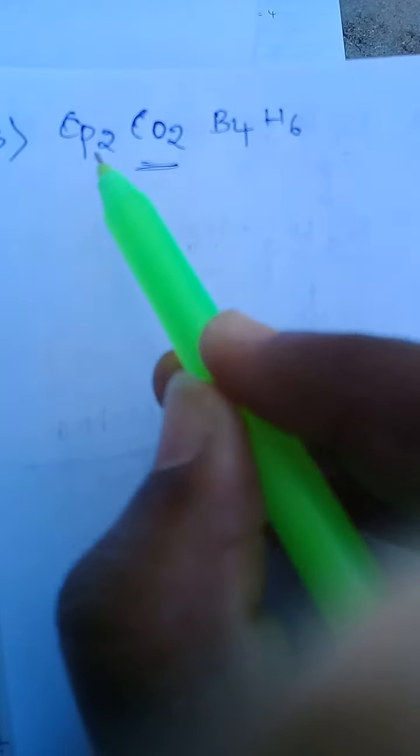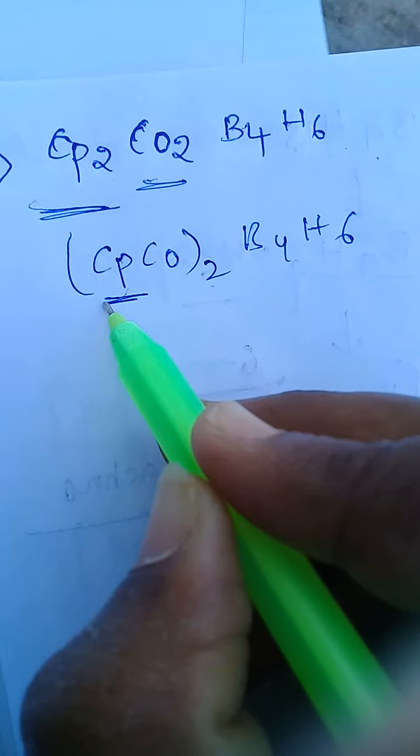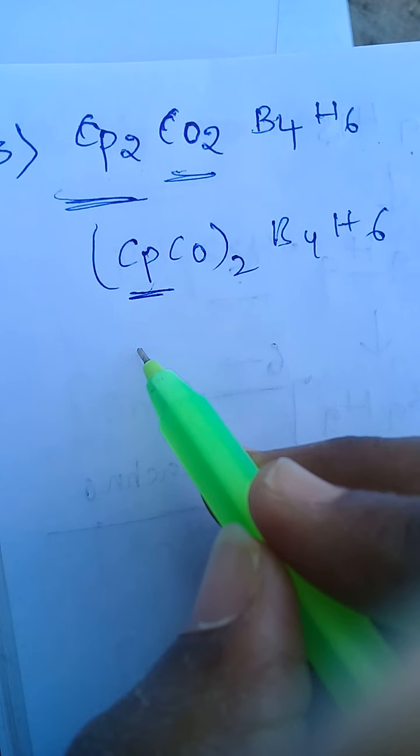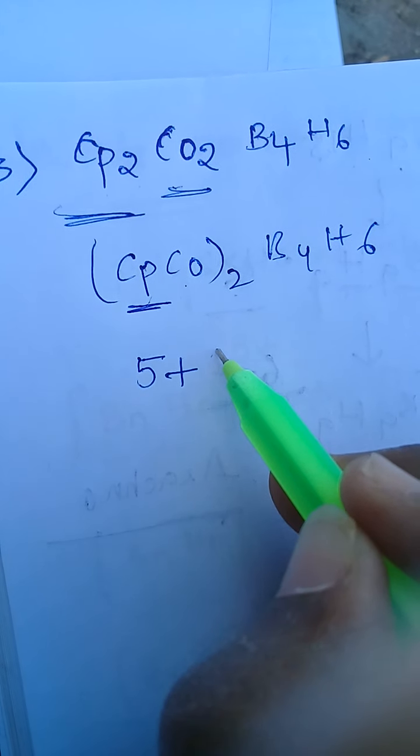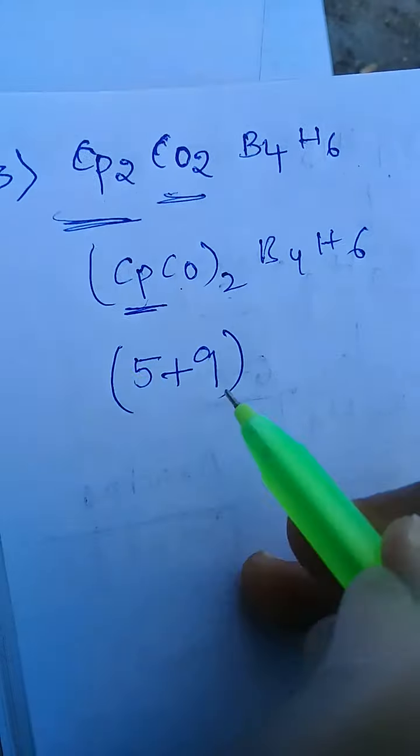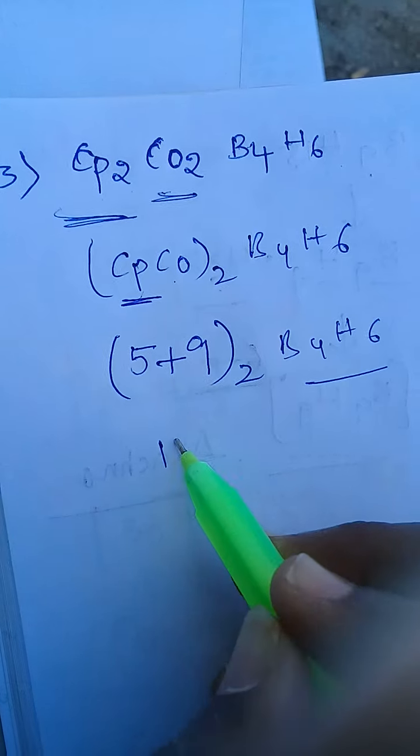Next example, Cp2Co2B4H6. Co means cobalt and Cp means cyclopentadienyl. Commonly we take CpCo twice, B4H6. Cp, cyclopentadienyl, donates 5 electrons, plus cobalt valence electrons 9, so total 14.